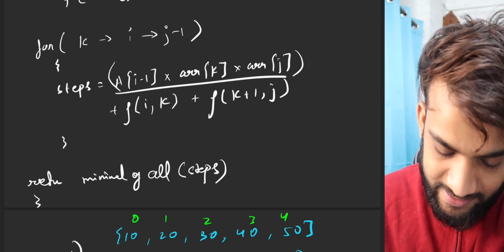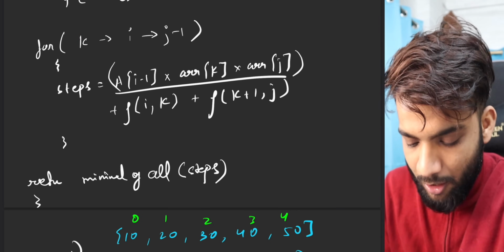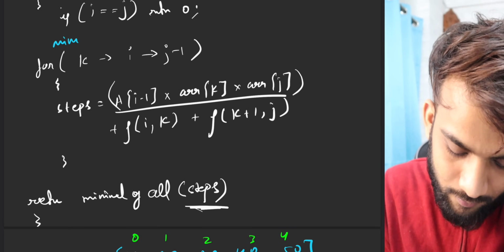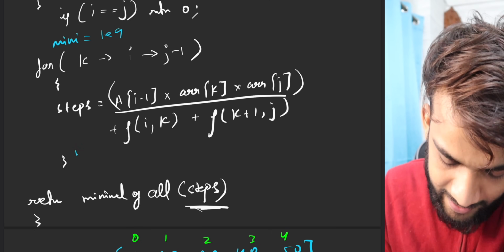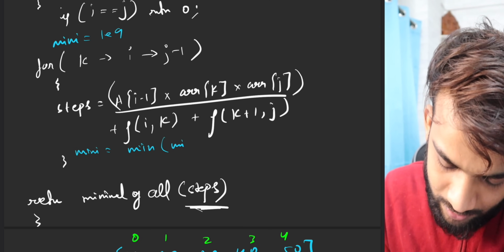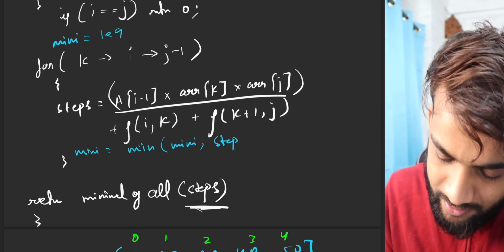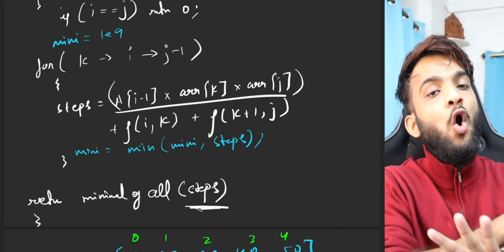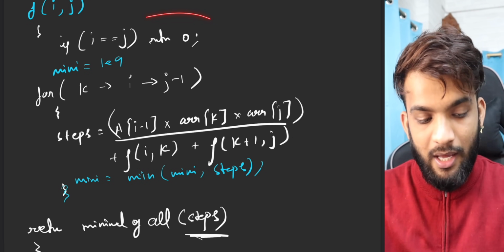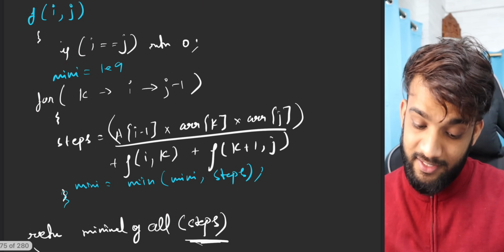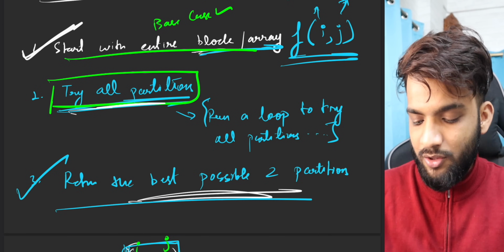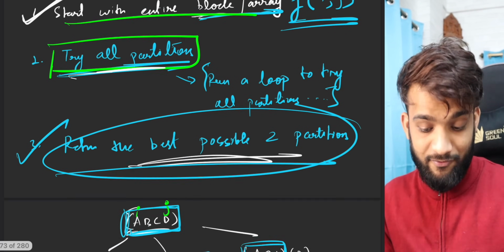Right? And what I can say is, okay, I need the minimal of all. Probably I can store mini equal to a bigger value, and I can say mini equal to minimal of mini comma steps, because I need the minimal among all. So this will make sure it gives me the minimal among all, and in this way I have pretty much solved the problem. Yes, we have.